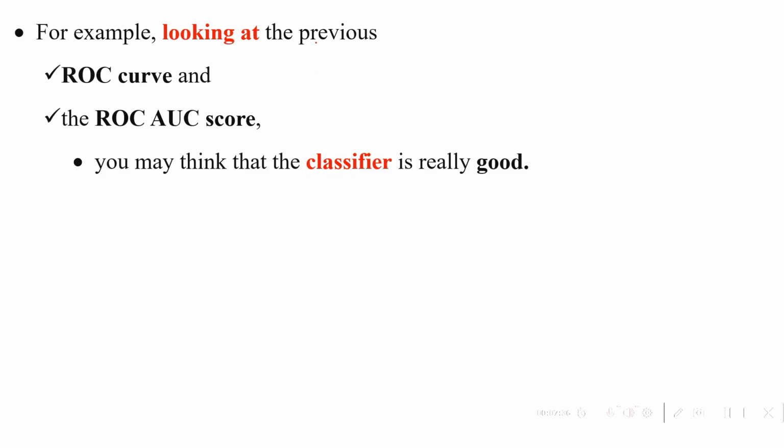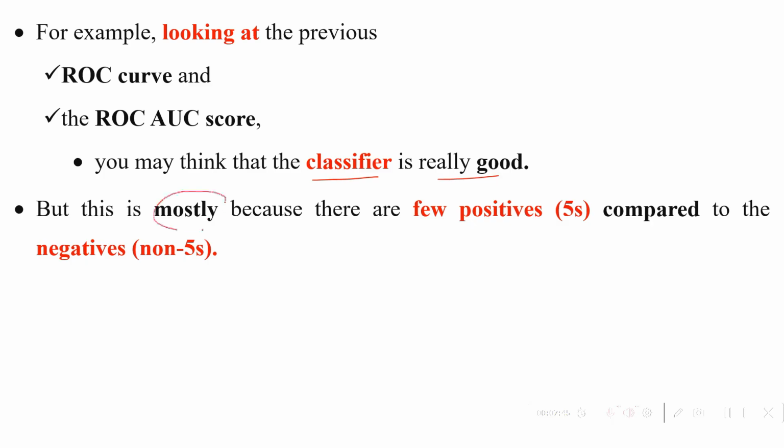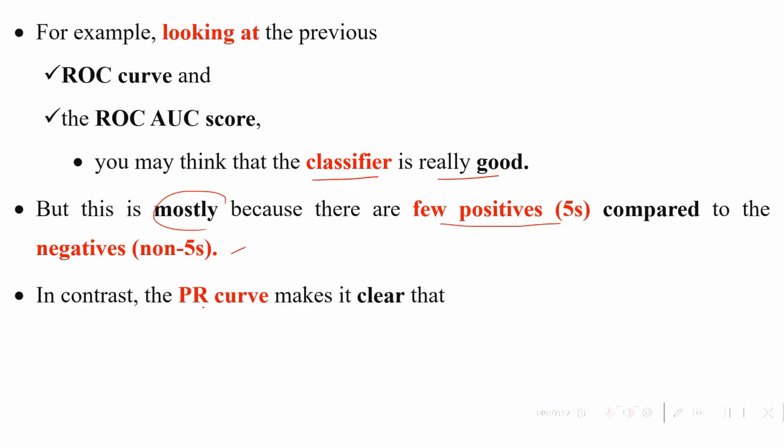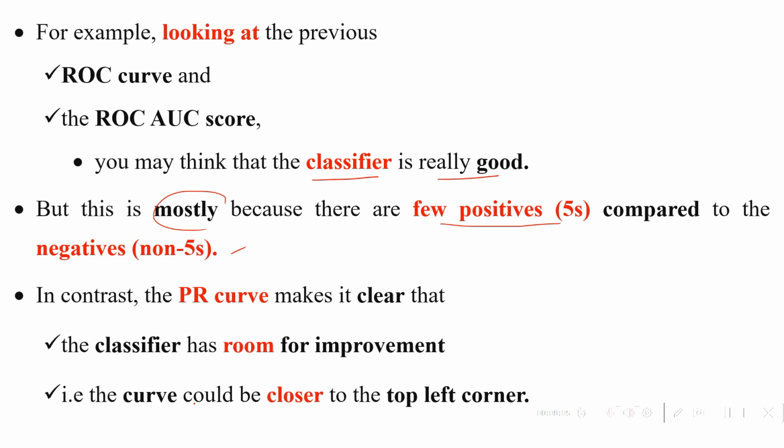For example, looking at the previous ROC curve and ROC-AUC score, you may think that the classifier is really a good model. But this is mostly because there are few positives compared to the negatives. That means fewer positive elements and more non-5 elements. In contrast, the precision recall curve makes it very clear that the classifier has room for improvement. That is, the curve could be closer to the top left corner.